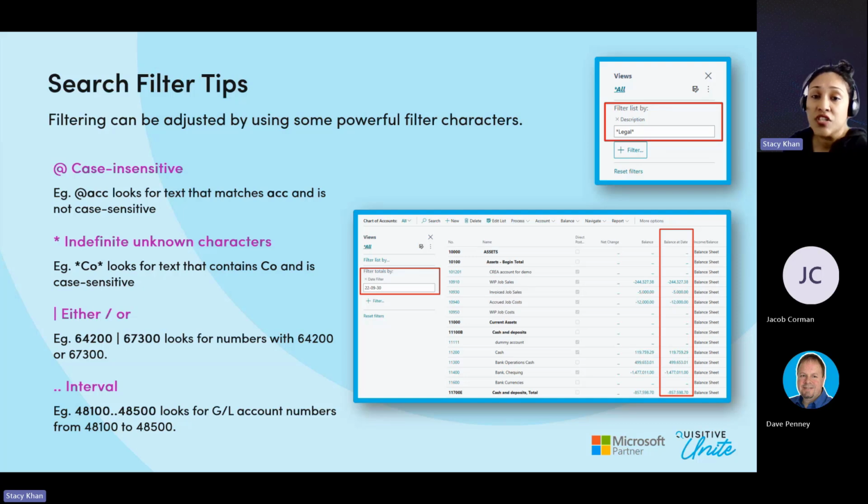Then there's the .. symbol that allows you to search, for example, account numbers within an interval. You would enter the first account number in the interval, then enter the .. and then the last number in the interval you are looking for. So let's see this in play in Business Central.